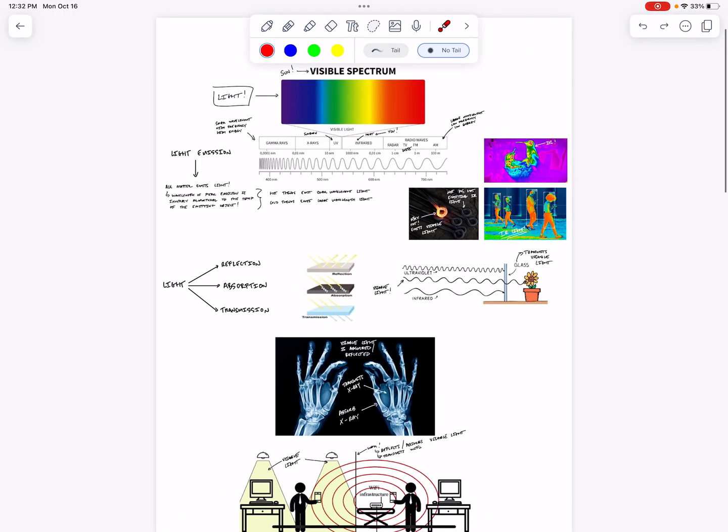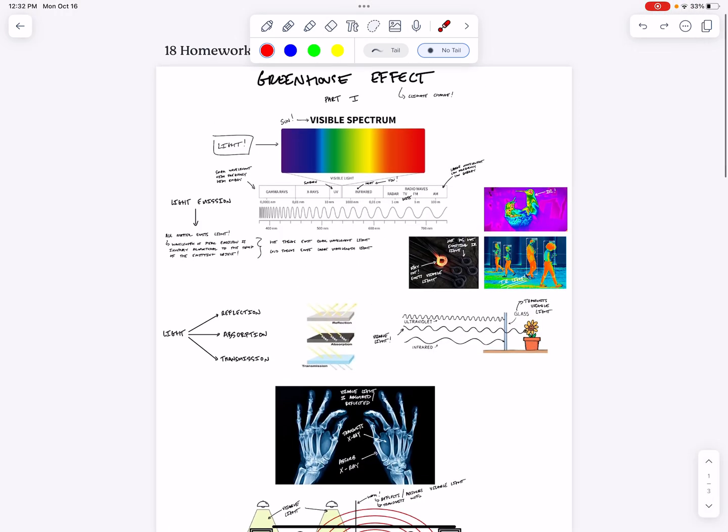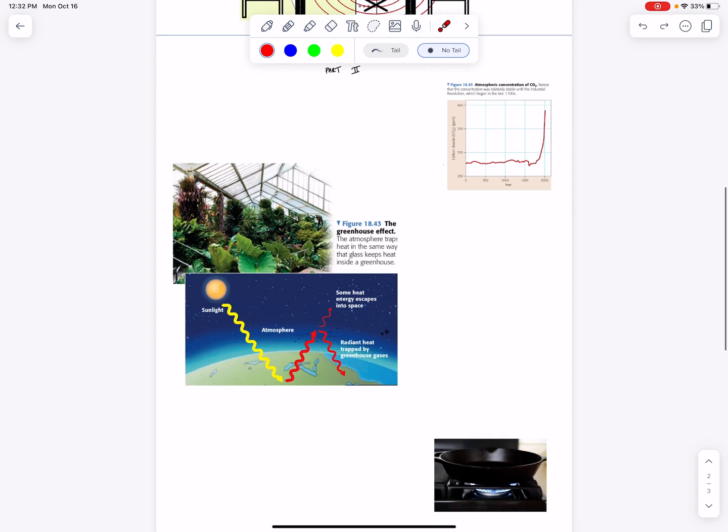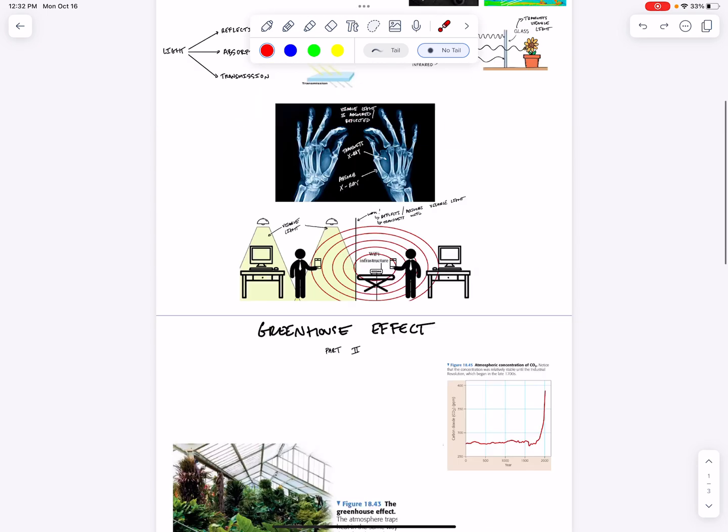Okay, so hopefully this all made sense. This idea that different types of light interact with different types of matter differently. And that's all going to come together to help explain climate change in part 2.